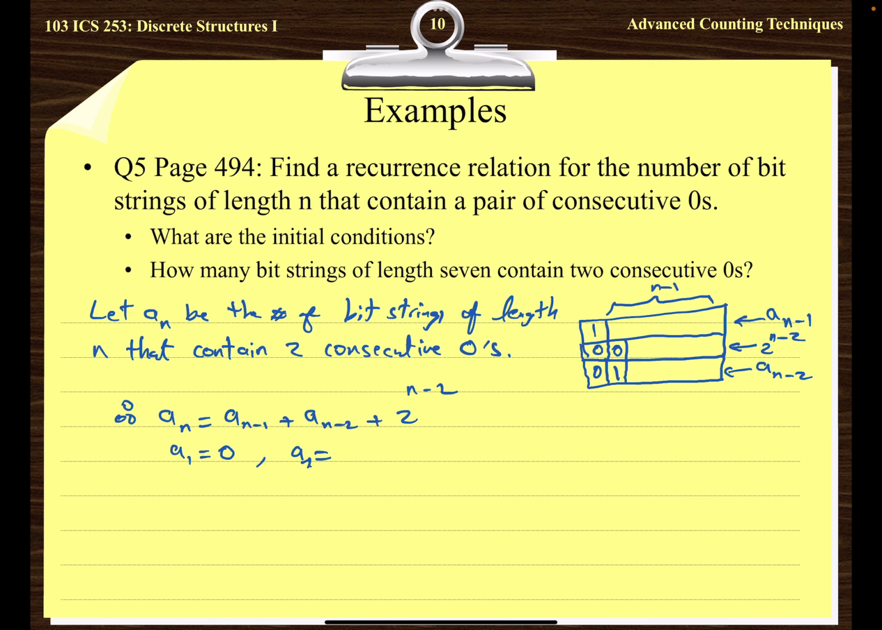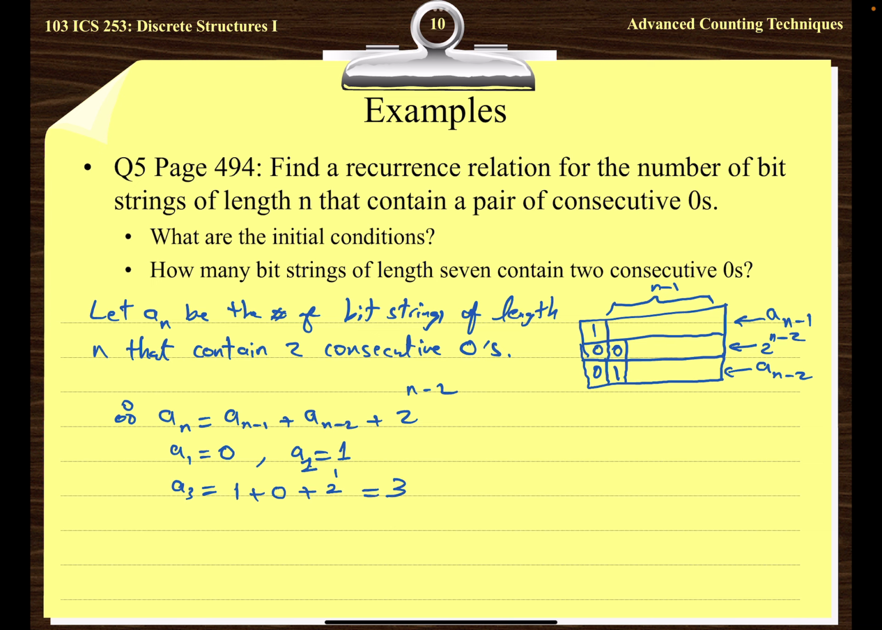A2: how many bit strings of length 2 have two consecutive zeros? 1. Okay. So now let's do A3. A3 is equal to A2 plus A1 plus 2 to the power 1, right? How much is this? 3.